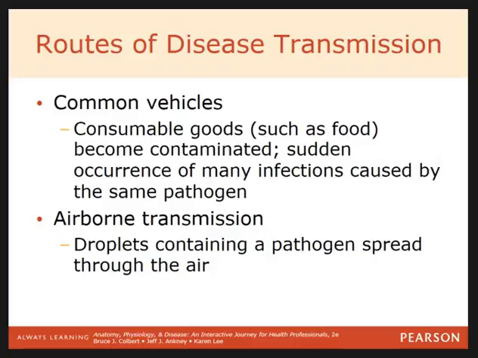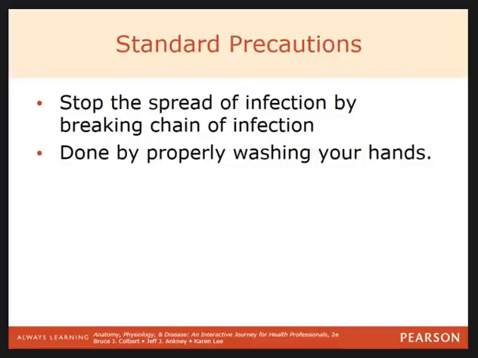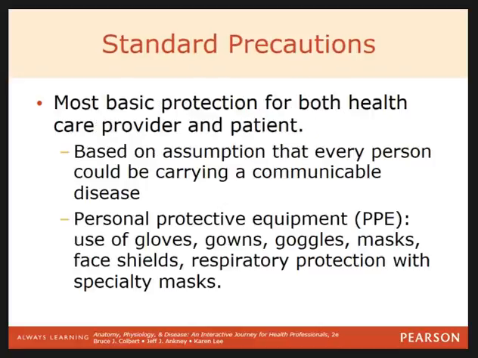So how do we prevent the transmission of these microbes and diseases? Well, we use standard precautions. Standard precautions stop the spread of infection by breaking the chain of infection. The first and foremost important component is proper hand washing and good hygiene. Washing your hands takes you a long way. The most basic protection for both the healthcare provider and the patient is standard precautions. It's based on the assumption that every person is potentially carrying a communicable disease.